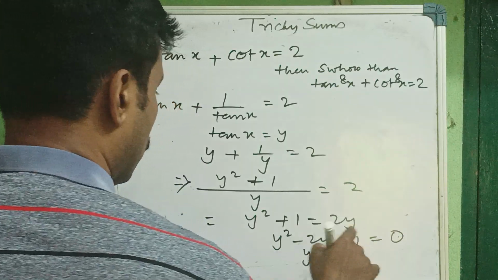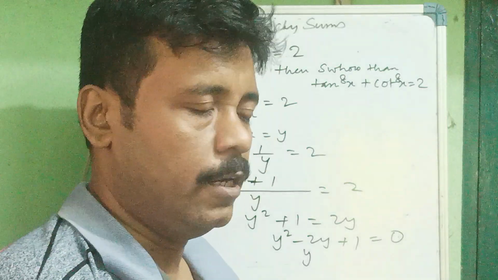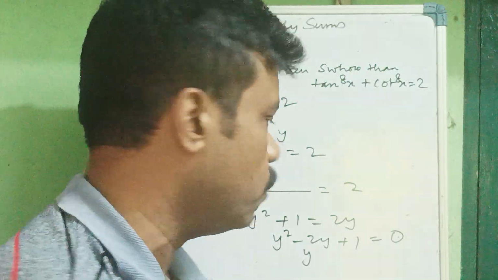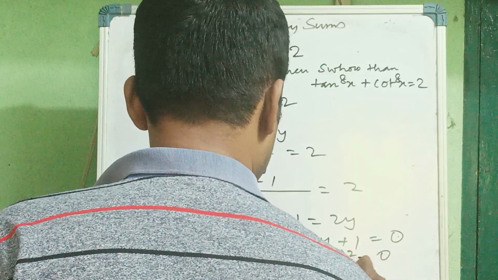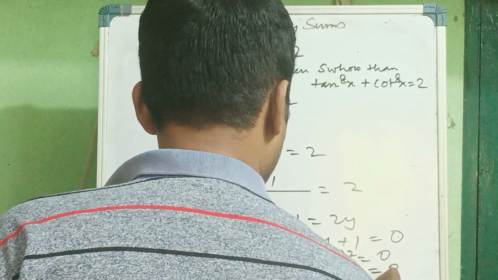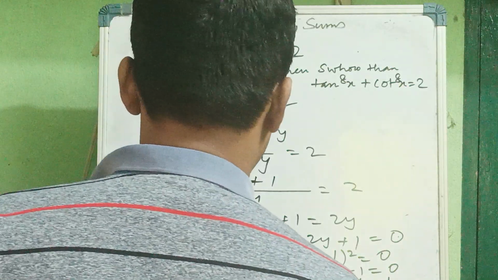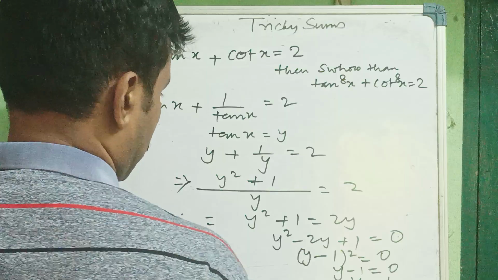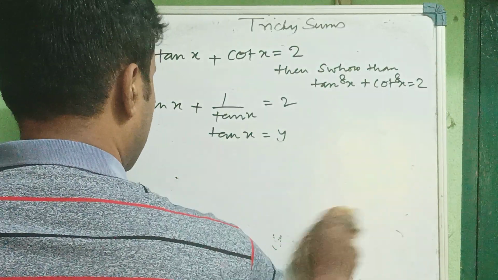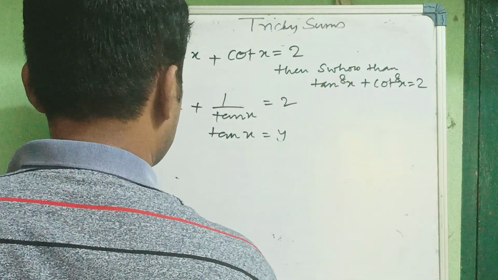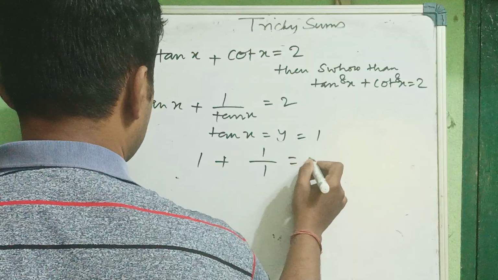So y squared minus 2y plus 1, by using the identity (a minus b) whole square equals a squared minus 2ab plus b squared, we get (y minus 1) whole square equals 0, so y minus 1 equals 0. So y equals 1. Tan x is taken as y, so tan x also equals 1. So we can write 1 plus 1 by 1.